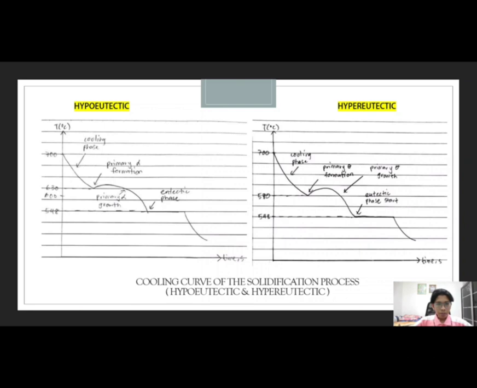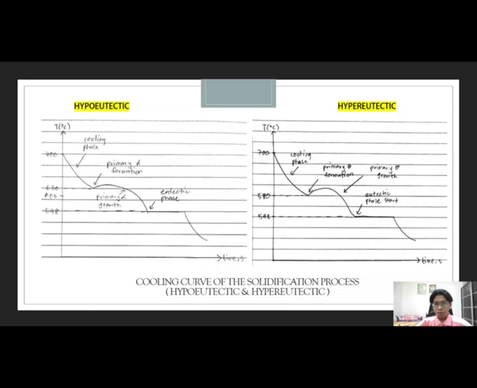And then the eutectic phase started at 548 degrees Celsius and keeps at the same temperature until the eutectic phase ends. And then the solidification process continues until it finishes. After that, for the hypereutectic region, the cooling phase started to decrease from 700 degrees Celsius until 580 degrees Celsius. The primary theta formation started at 580 degrees Celsius until 548 degrees Celsius.